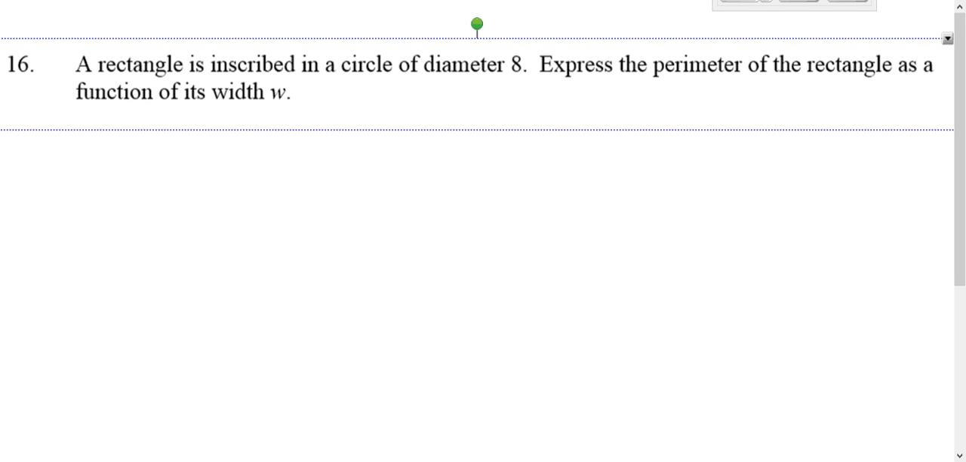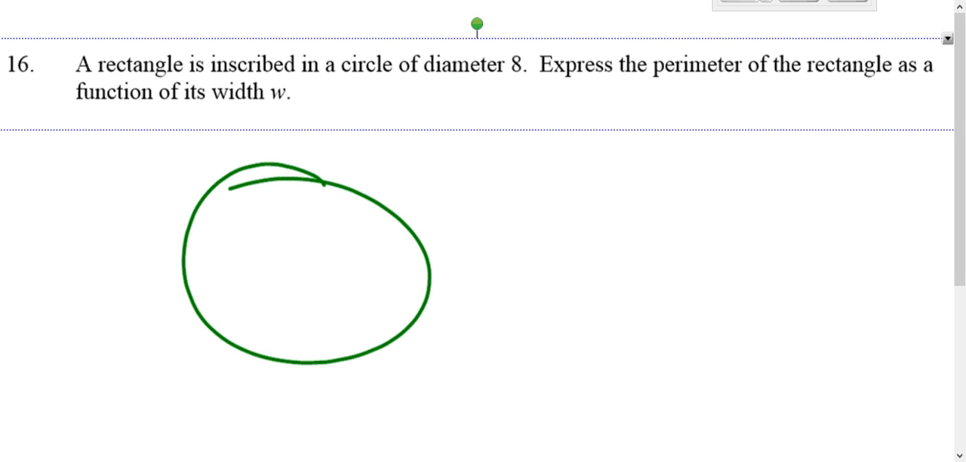All right, a rectangle is inscribed in a circle of diameter 8. We've done these problems before. You got a circle and a rectangle's inside of it. That's one of the top 8 worst rectangles I've ever drawn. So the rectangle is inscribed.